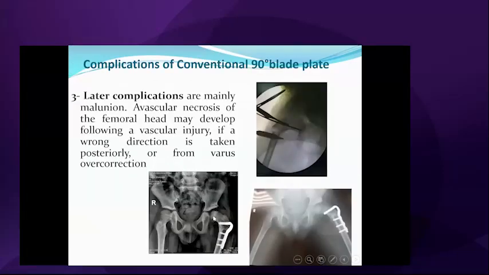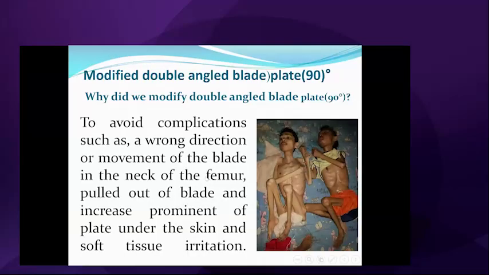Late complication: look at this case, this is avascular necrosis of the head because the blade is coming posterior in the neck, and the overcorrection will lead to avascular necrosis of the head from wrong direction of the blade. Other complications are wrong direction, movement of the blade in the neck of the femur, pulled out blade, and increased prominence of the blade under the skin with soft tissue irritation.